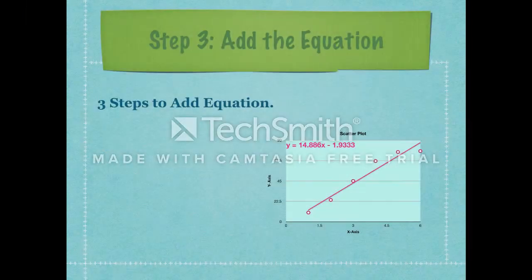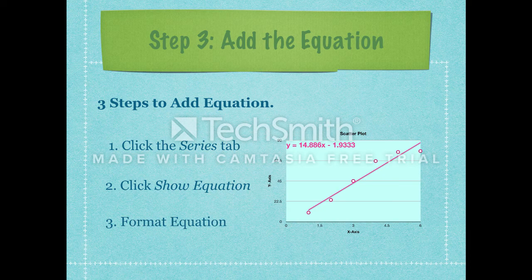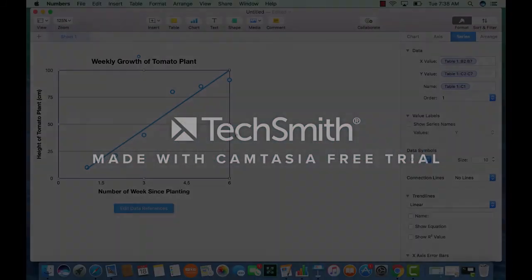All right, we are at the last and final step. This is to add the equation of the trend line, or as it can also be called, the line of best fit. Step 1 is to click the Series tab. Step 2, click Show Equation, and finally, format your equation. Let's go!